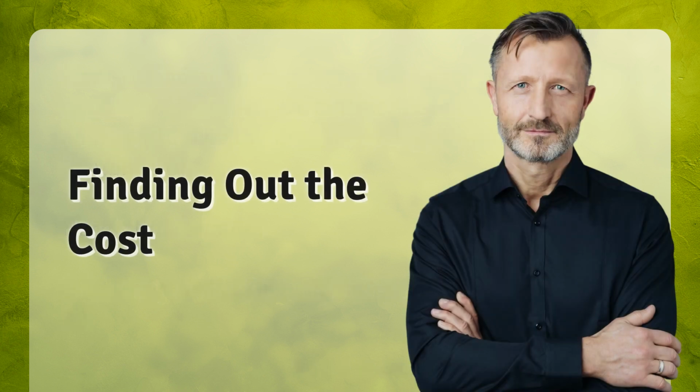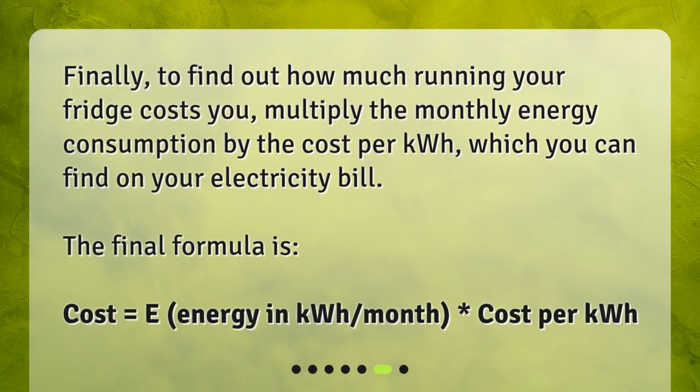Finding out the cost. Finally, to find out how much running your fridge costs you, multiply the monthly energy consumption by the cost per kilowatt hour, which you can find on your electricity bill. The final formula is cost equals E, energy in kWh per month, times cost per kilowatt hour.